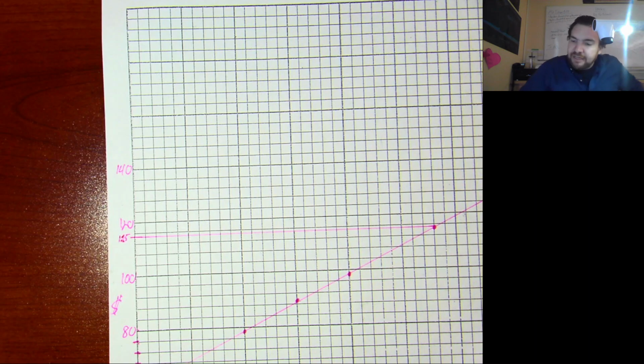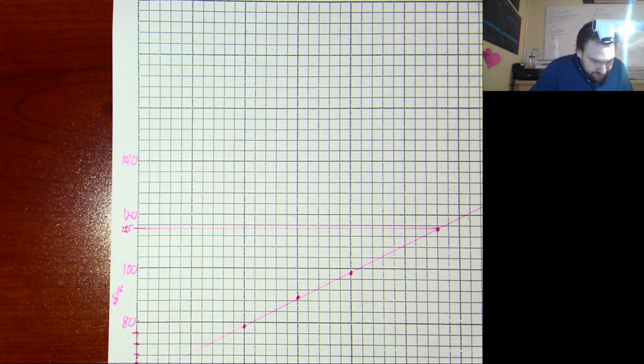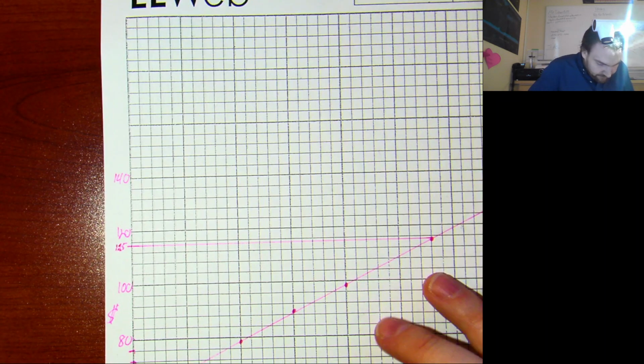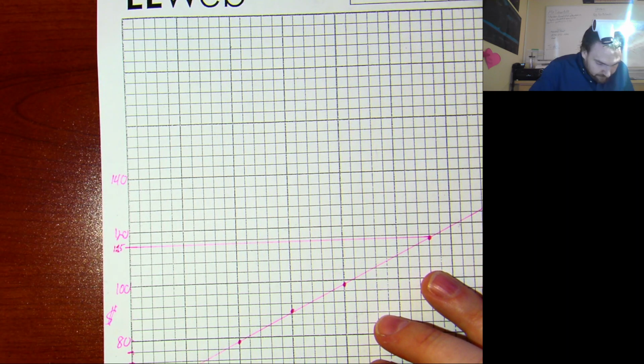So then the other one we wanted is, what should the size of a drink be that costs 65 cents? So 65 cents is going to be directly above this, because that's 64. So 65 cents is going to be right there.